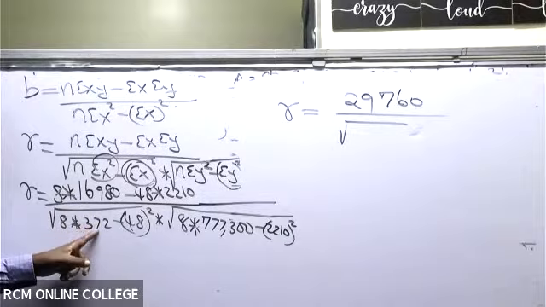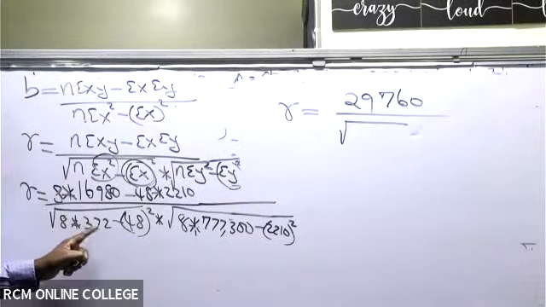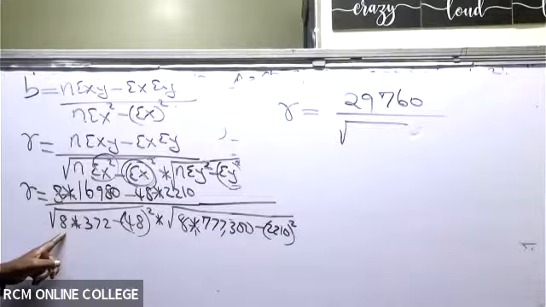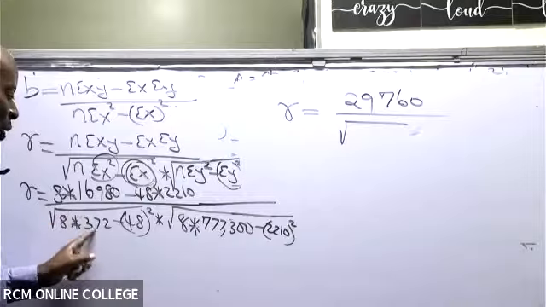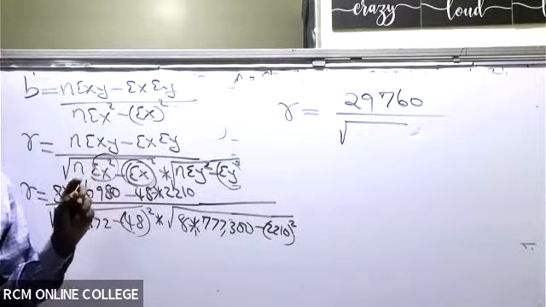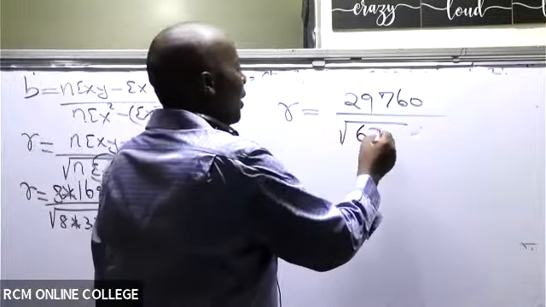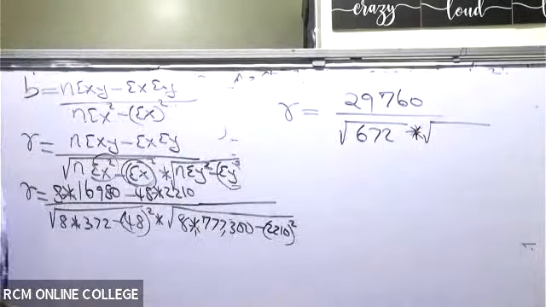8 times 372 minus 48 squared. Just that. Please give me that figure. Don't take the square root. I just want you to say 8 times 372 minus 48 squared. So according to Rispa, she's getting 672. Is there somebody else who is able to confirm that 672? Thank you, Kevin, it has been confirmed.